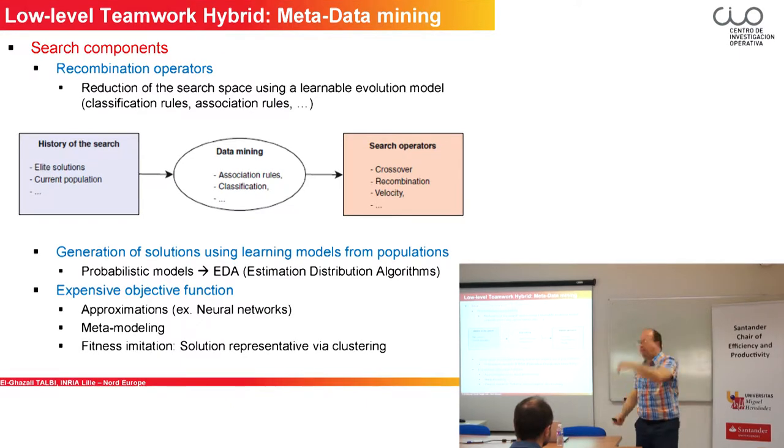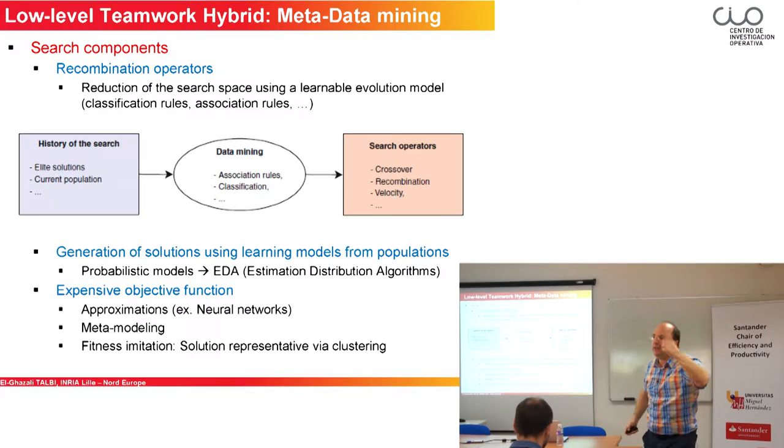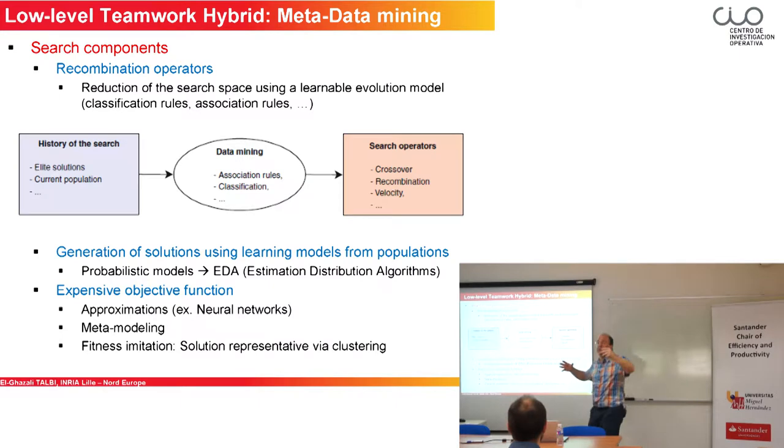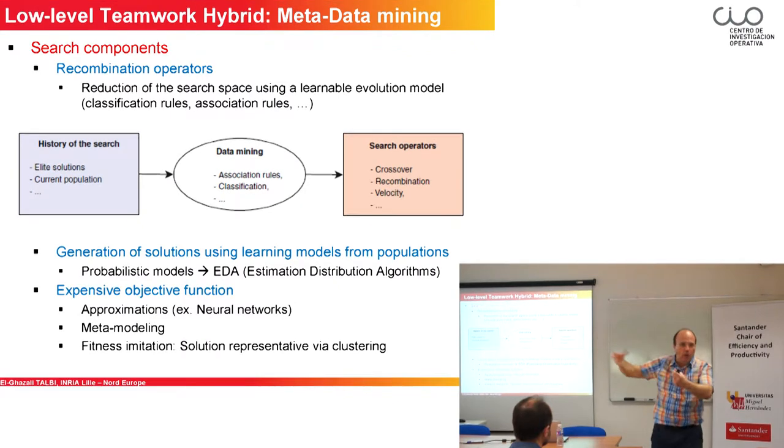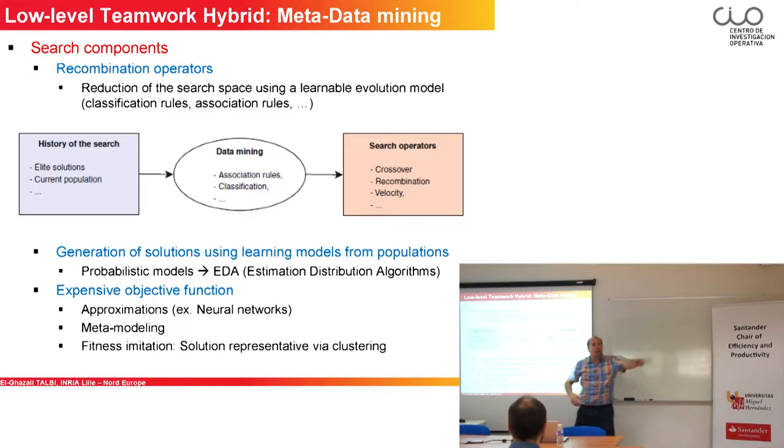From those good solutions, if you apply some association rules or classification rules, you will find rules like, if you have this and this, then you will have this. Okay? From those association rules, you will generate new solutions. The idea is the same as in mathematical programming, but here you will use data mining algorithms that generate knowledge. This knowledge is represented by classification rules or association rules, and then you will use those rules to generate new solutions.